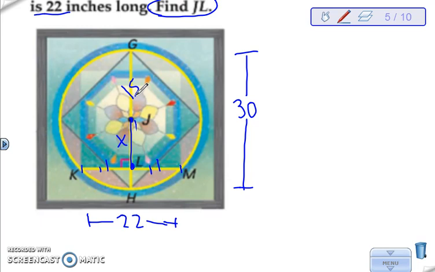But we do know that the radius of the circle can be drawn to any point on the circle, right? It can go any direction. So all of the line segments that I just drew were 15. Well, if I look at what I'm solving for, I know that I can connect J and M to get a radius, and that will create a right triangle.